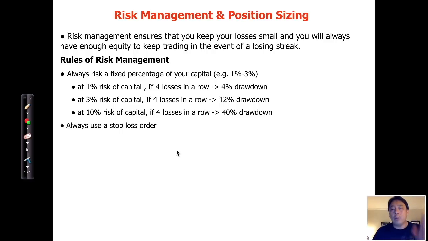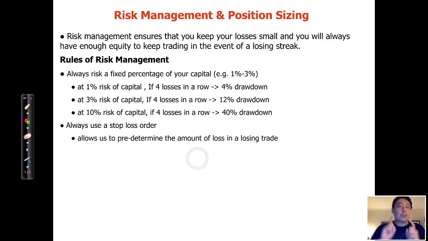So again, always use a stop loss order. Never enter a trade without a predefined stop loss. A stop loss allows us to predetermine the amount that we can lose in a losing trade. Okay, let me tell you the difference between amateurs and professionals. Amateurs, when they enter the market, they have this gambler's mentality. They always dream of how much money they can make. Oh, this one's going to be a big win, I'm going to make so much money, right?